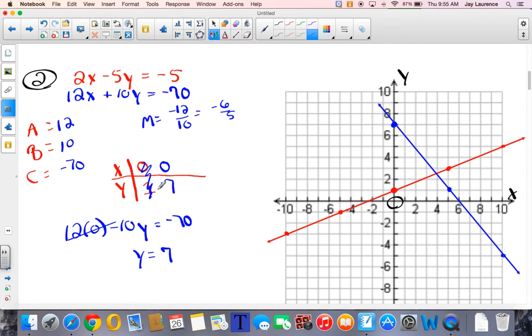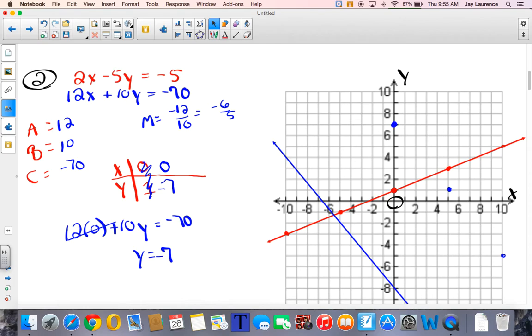See that? It should be negative 7. Right? I went a little too fast. That should be plus. Okay? So that changes everything over here. I do apologize. Takes my y-intercept down to negative 7. My slope is still negative 6/5, so I'm going to go up 6. 1, 2, 3, 4, 5, 6. And then left 5. And look at that.